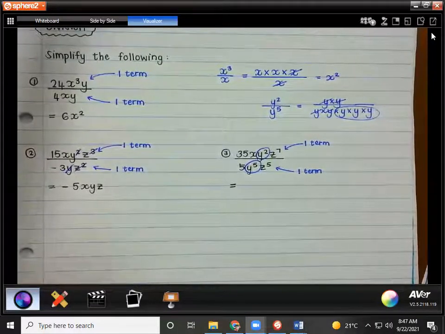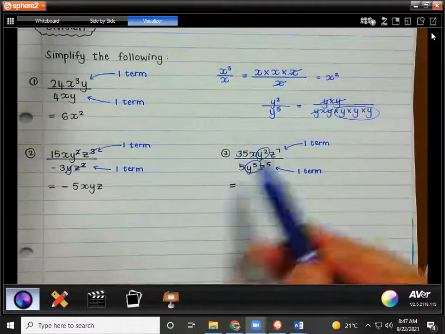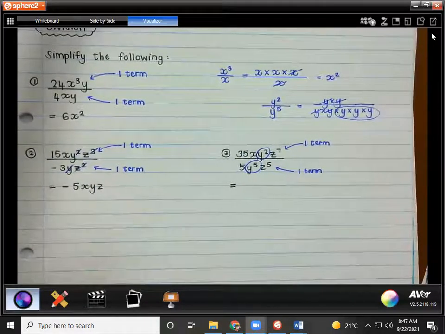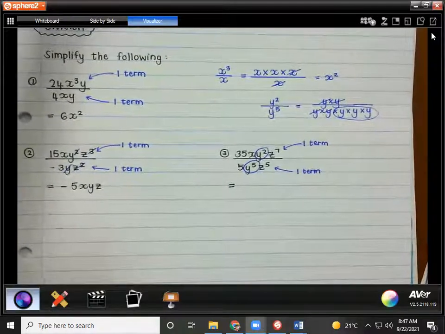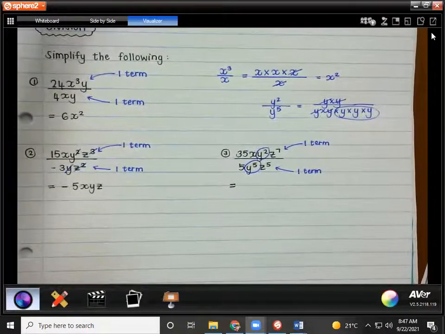So guys, it is useful before you start writing your answer to actually check, are there any variables that you have more of at the bottom than at the top? Because if that is the case, you're going to have to write your answer as a fraction.